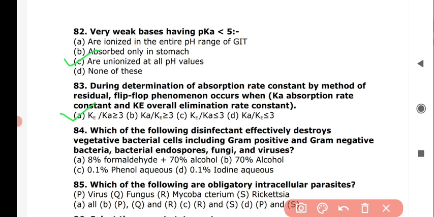Next question is, which of the following disinfectant effectively destroys vegetative bacterial cells, including gram-positive and gram-negative bacteria, bacterial endospores, fungi, and viruses. And the correct answer for this question is option A, 8% formaldehyde plus 70% alcohol.